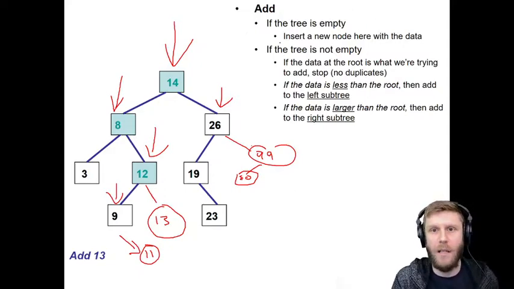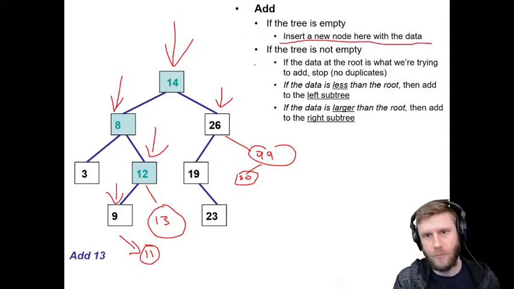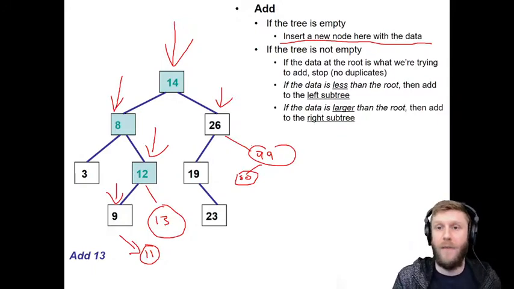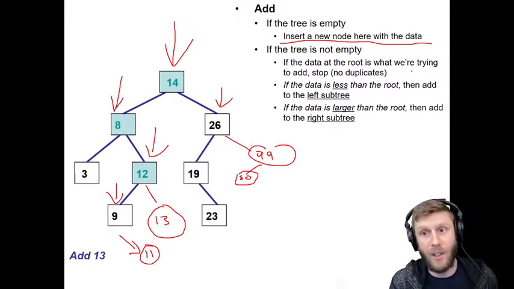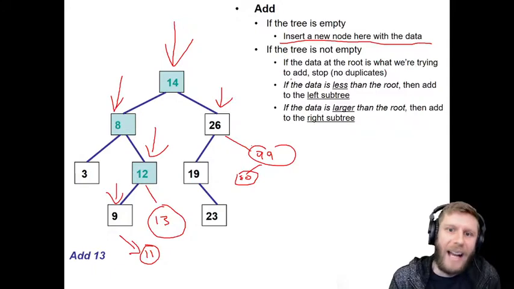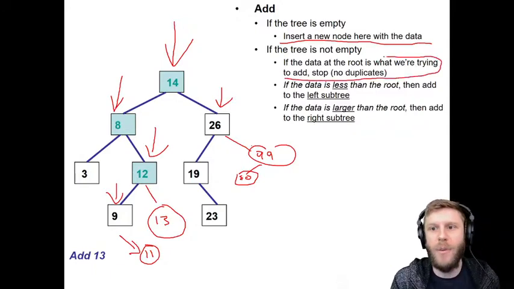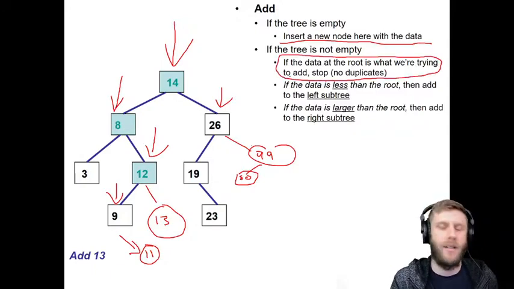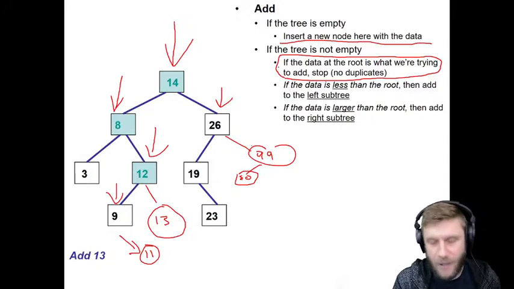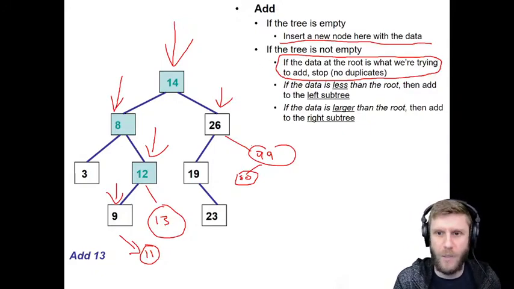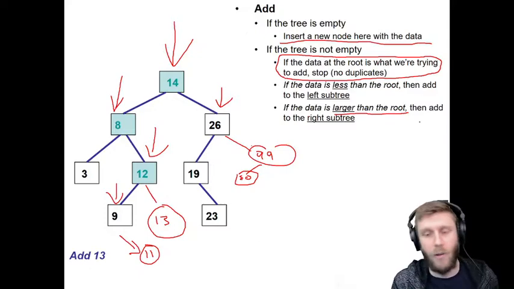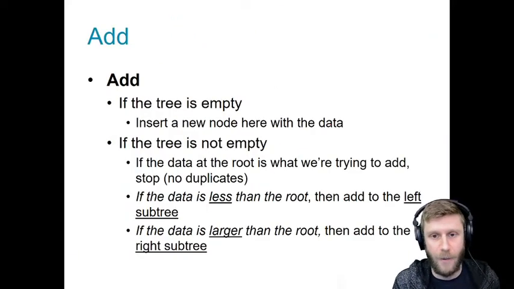If the tree's empty, insert the thing there. Otherwise, if it's not empty, if the data is at the root, this is what we're adding. Now, this implementation assumes no duplicates are allowed. There's an easy fix to allow duplicates. Usually what people will do is make it larger or equal to. If the data is less, go to the left. If it's bigger, go to the right. And just keep doing that until you find the empty spot and then add it there.